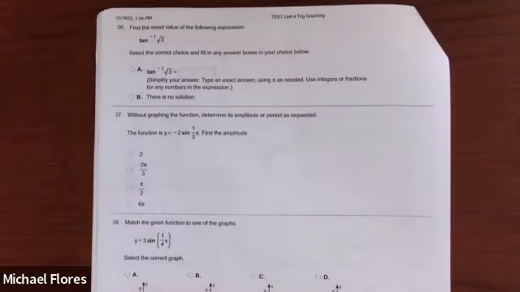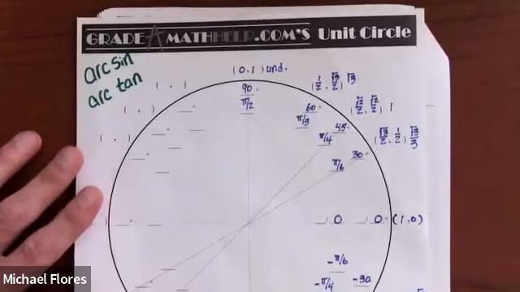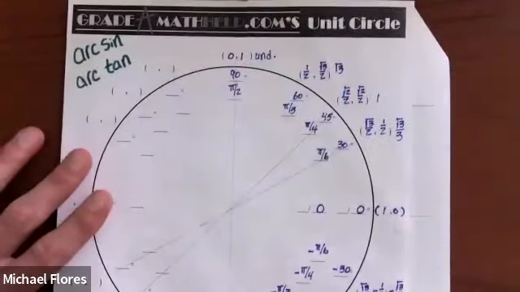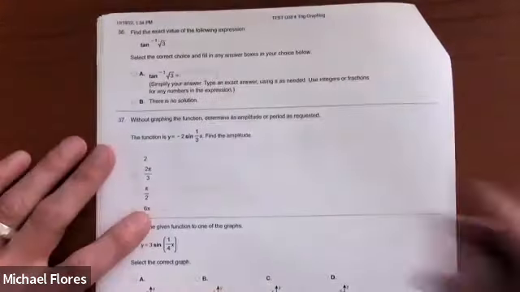Find the exact value of the following expression. Inverse tangent of root 3. Arctangent cheat sheet. Where is our tangent root 3? Right there. That occurs at pi over 3 radians.